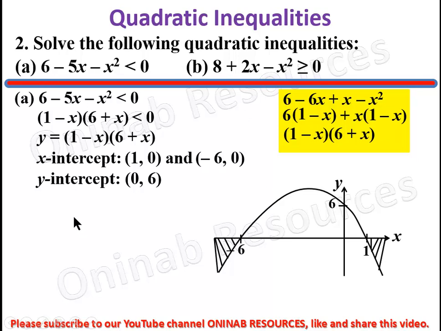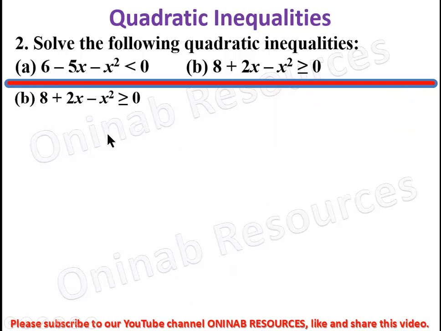So we now write our solution set to be the set of x less than negative 6 union x greater than 1. This is the solution set of the quadratic inequality in A. So we go to B.